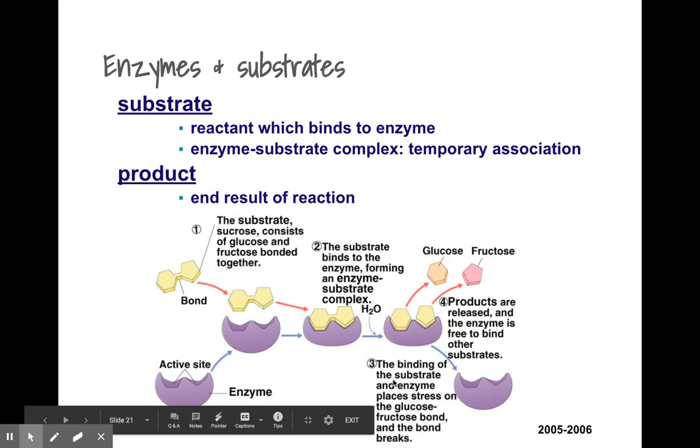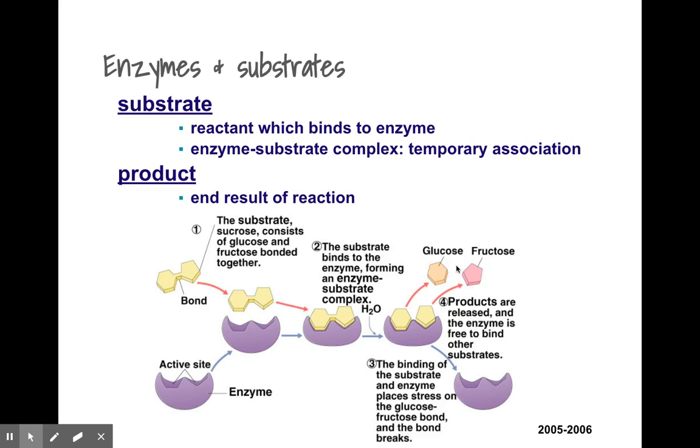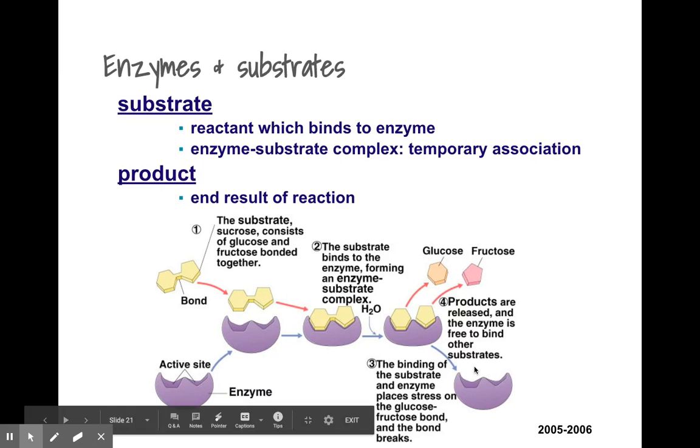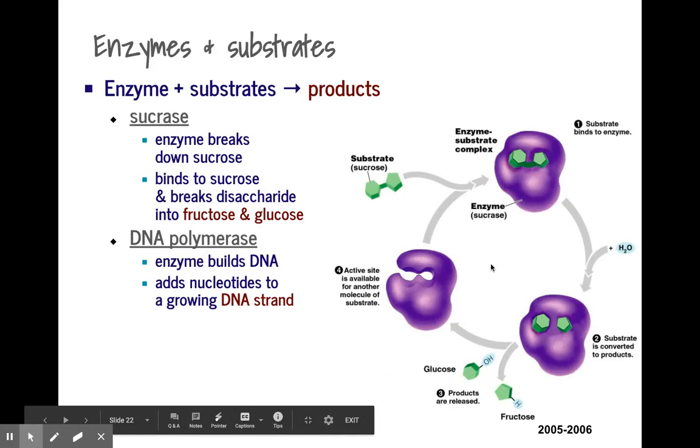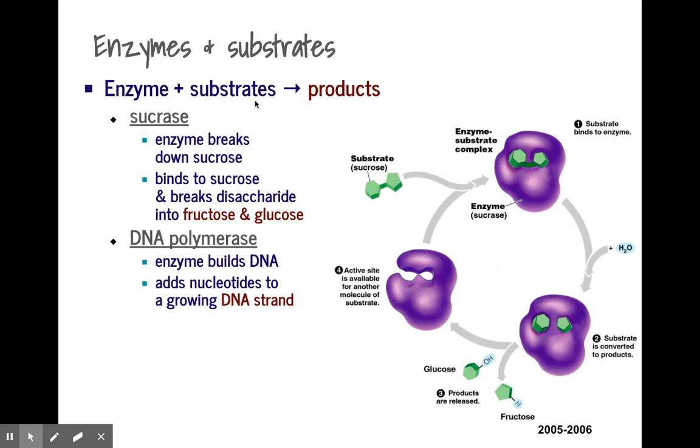Let's go back to number 3. The binding of the substrate and the enzyme places stress on the glucose-fructose bond, and then the bond breaks, which then releases these molecules. Okay, so water gets added, and the substrate gets broken up. The enzyme breaks the substrate apart, and once it's done, it's able to go ahead and look for another sucrose molecule. And it'll continue to do that until there's no more. So the enzyme plus the substrate is going to give us a product.